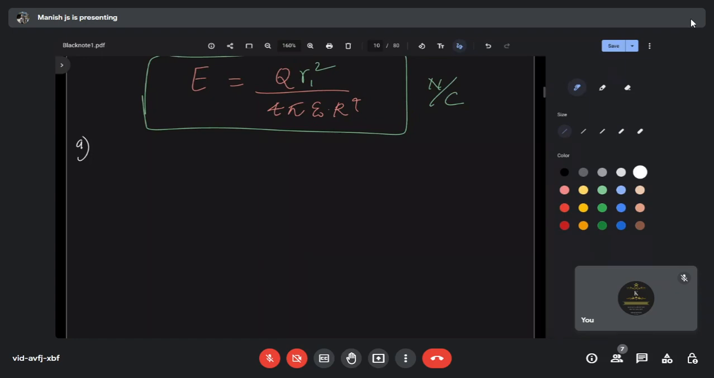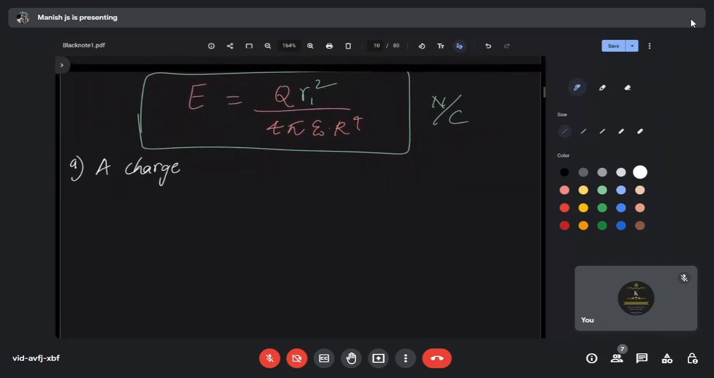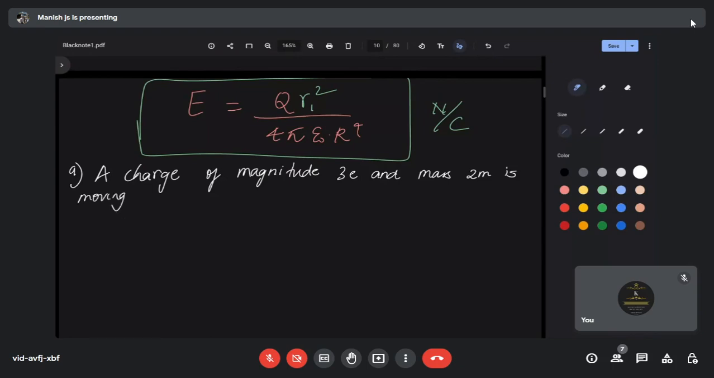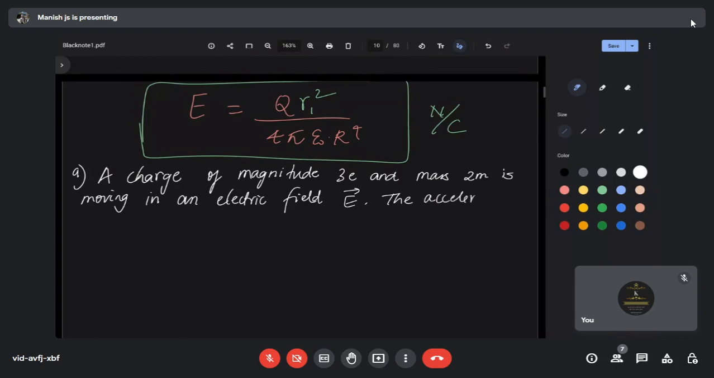Okay, next question. A charge of magnitude 3e and mass 2m is moving in an electric field E. The acceleration imparted to the charge is, so what is the acceleration imparted?